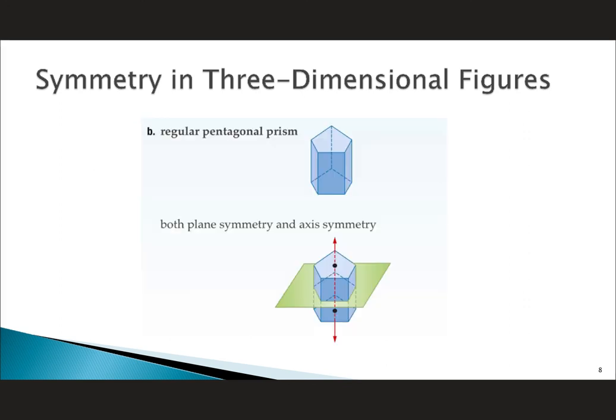Next, we have a regular pentagonal prism. And this thing actually has both plane symmetry and axis symmetry. In this case, you can cut the prism in half going along the middle, as you can see down there. But you also have this axis of symmetry in the middle. So if you were to stick a straw or a stick through this prism and spin it, it would spin and match exactly every so often on the correct degrees. Axis symmetry and plane symmetry, this figure has both.